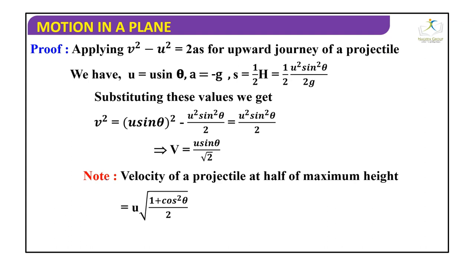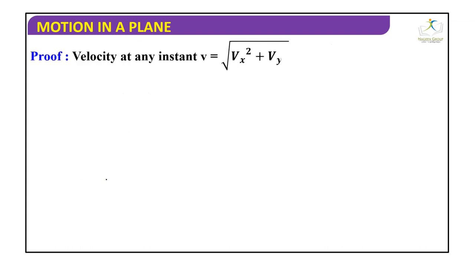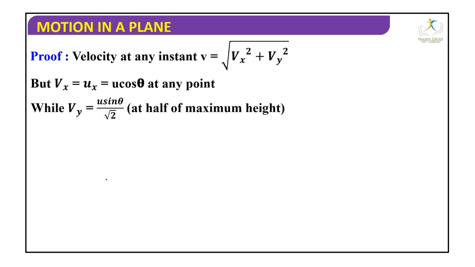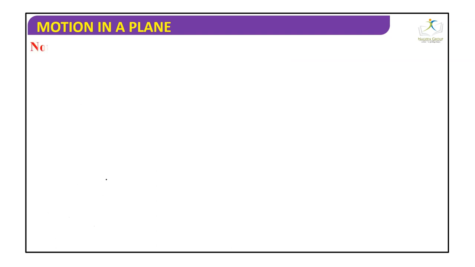We can write it in this form also: v is equal to u times under root of 1 plus cos square theta by 2. We have a proof: the velocity at a particular instant, we know v is equal to under root vx square plus vy square. But we know vx is equal to ux, which is equal to u cos theta at any point, while vy is equal to u sine theta by root 2. At half of maximum height, v is equal to under root of (u cos theta) whole square plus (u sine theta by root 2) whole square. Now simplify, and we get the value of v, which is equal to u times under root of (1 plus cos square theta) by 2.